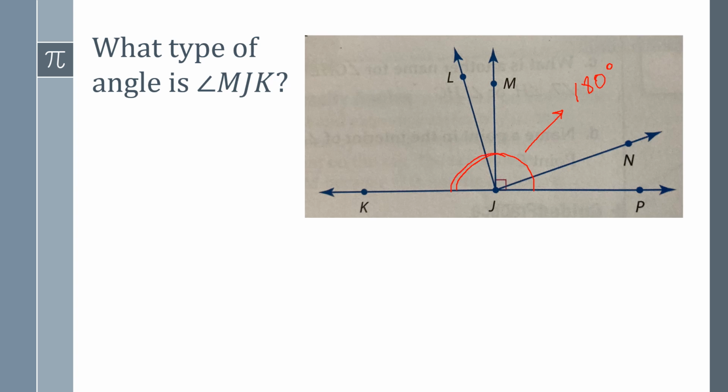It's half of a circle, so that angle measurement is 180 degrees. Well, I can see that this angle here is 90. If this one is 90, then angle MJK is also 90. We can figure that out by deduction. So what kind of angle is angle MJK? It is a right angle.